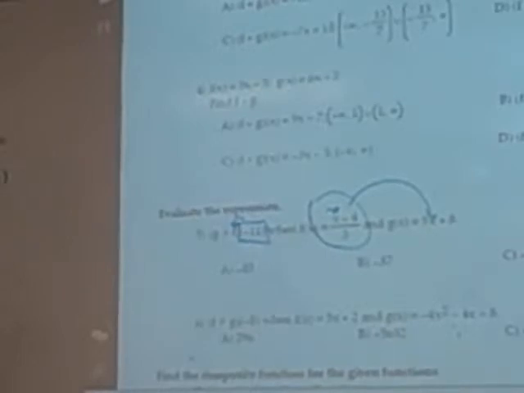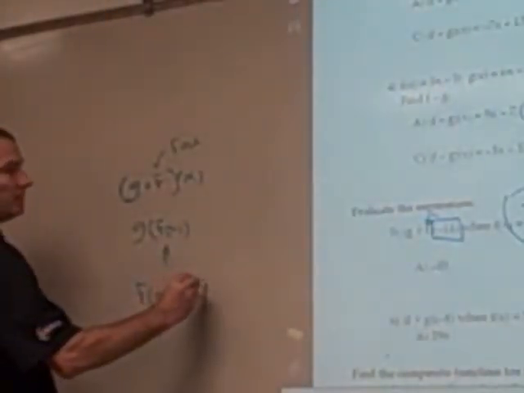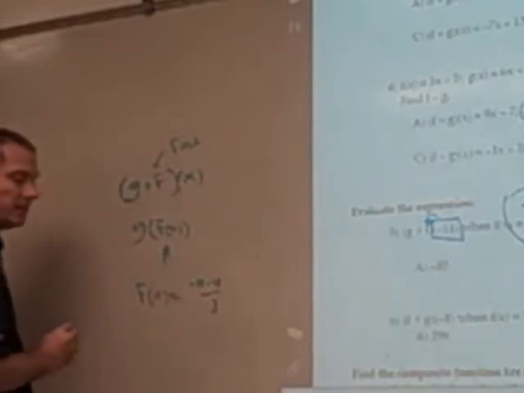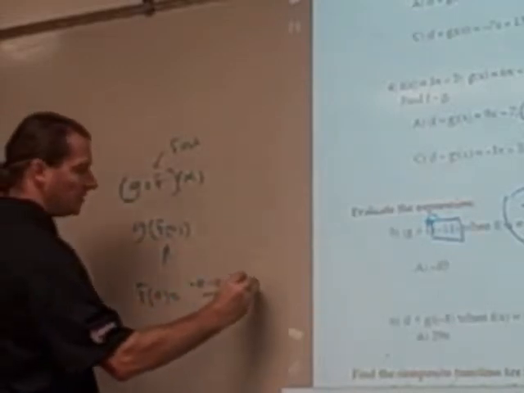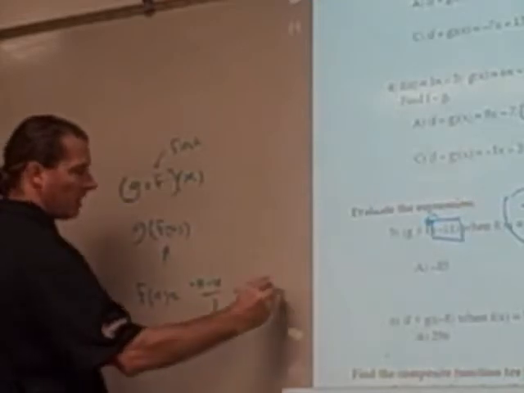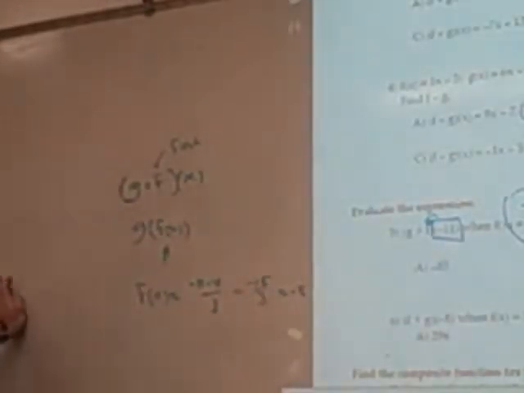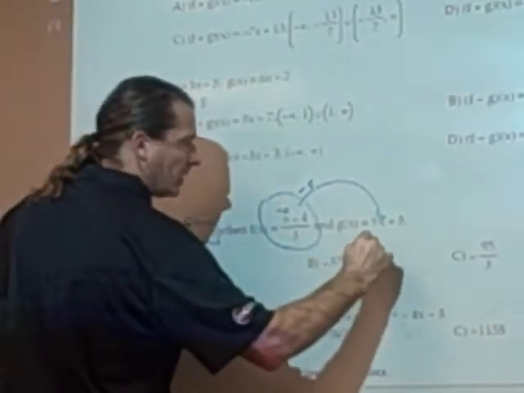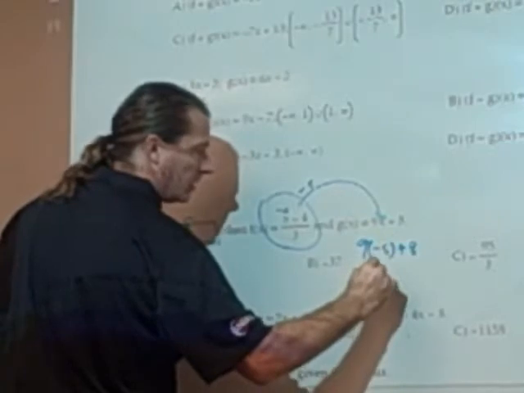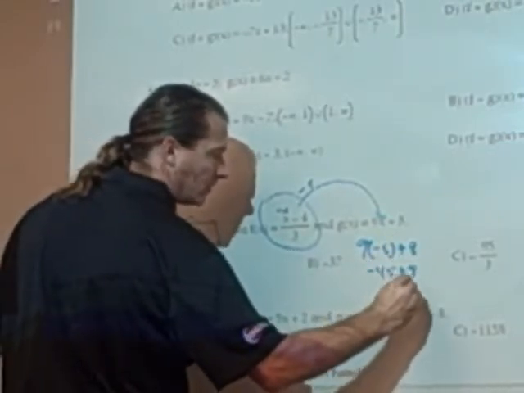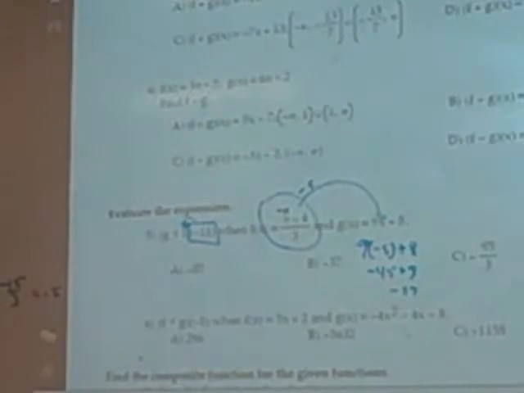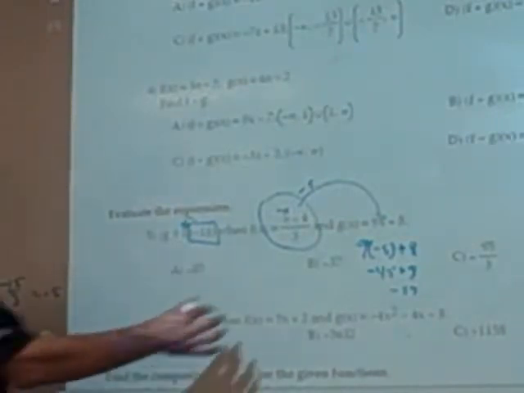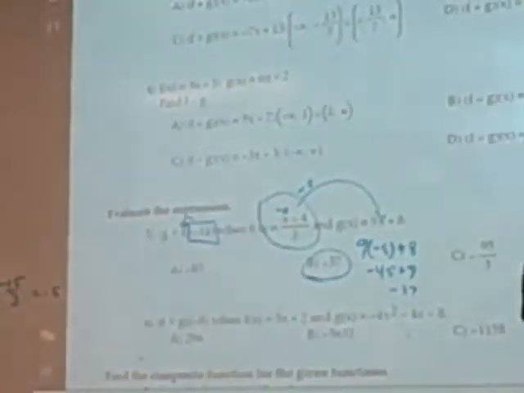So let's figure out what is f of minus 11. Well, it's going to be minus 11 minus 4, all divided by 3. That's going to be minus 15 divided by 3, or minus 5. So this comes out as a minus 5, and it comes right down in here to G, so we have 9 times minus 5 plus 8, which is minus 45 plus 8, or negative 37.